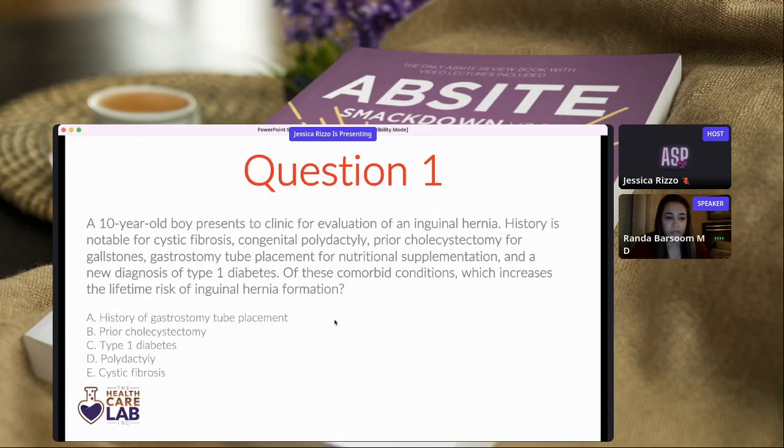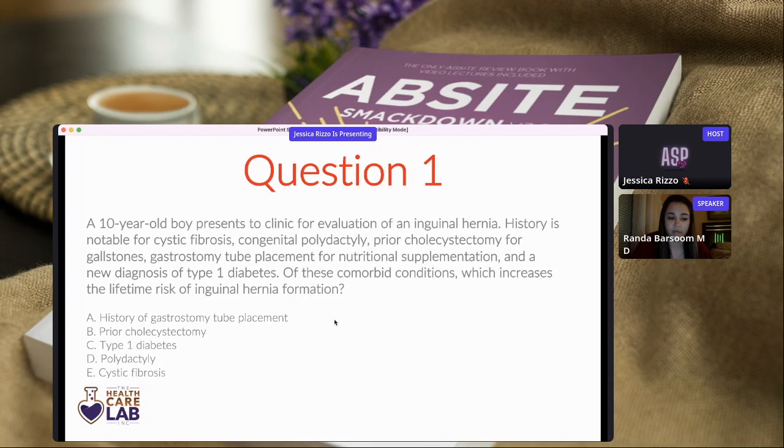Question number 1. A 10-year-old boy presents to clinic for evaluation of an inguinal hernia. History is notable for cystic fibrosis, congenital polydactyly, prior cholecystectomy for gallstones, gastrostomy tube placement for nutritional supplementation, and new diagnosis of type 1 diabetes. Of these comorbid conditions, which increases the lifetime risk of inguinal hernia formation?